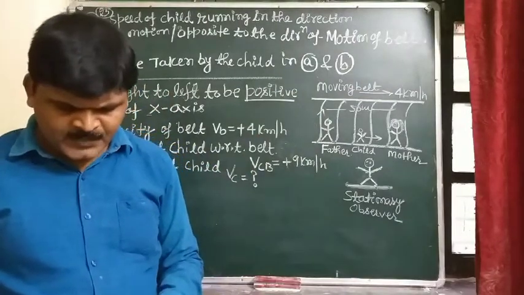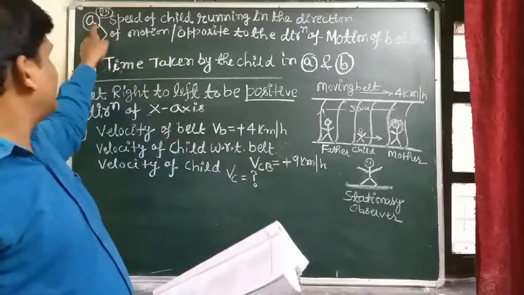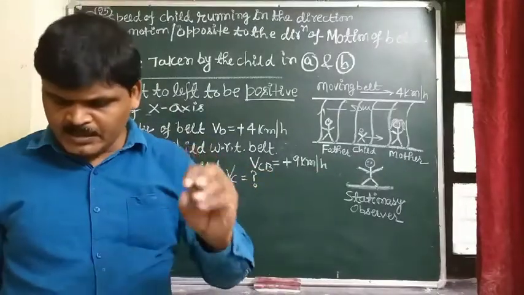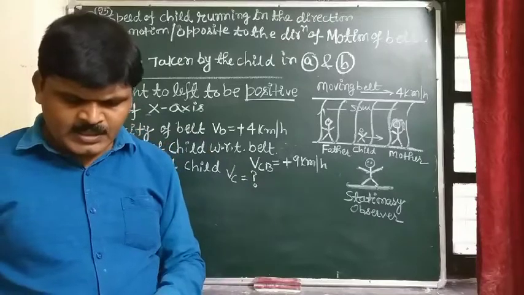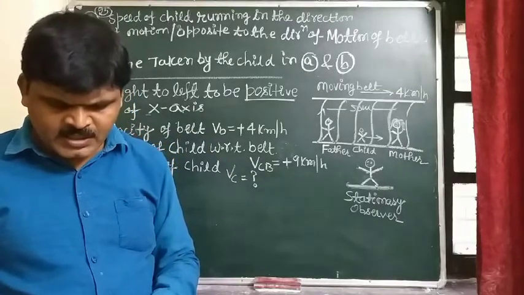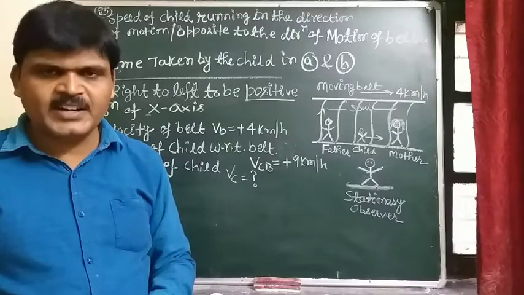Third part, what is the time taken by the child in the A part and B part, and also which of the answers alter if the motion is viewed by one of the parents.